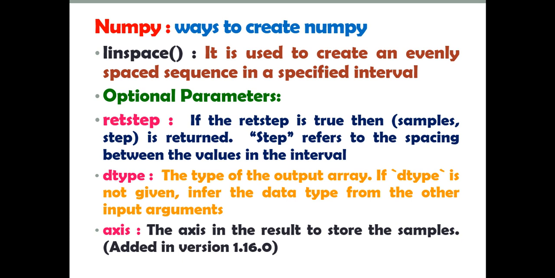The next optional parameter is retstep. If retstep is true, then it returns samples, step. Step refers to the spacing between the values in the interval. Then dtype, the type of output array. If dtype is not given, then infer the data type from the other input arguments. Axis, the axis in the result to store the samples, which is added in the version 1.16.0.